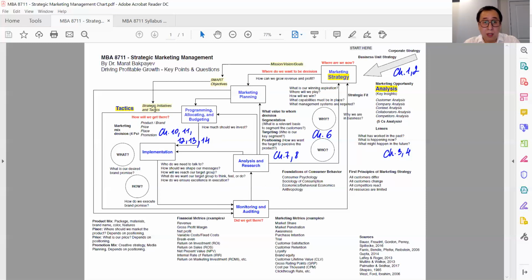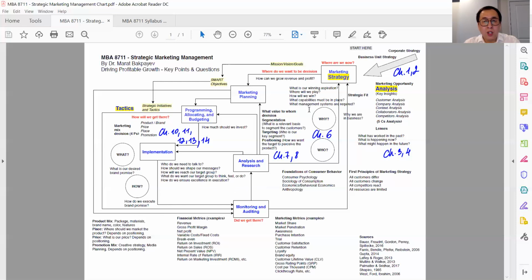And strategic initiative and tactics are about your 4Ps, is what and how. So what is your desired brand promise, and how do you execute the brand promise? And then as we go on, and we'll talk more about the communications piece of it, who do we need to talk to? How do we shape our messages? How will we reach our target group? What do we want our target group to think, feel, and do? And how do we ensure the excellence in the execution?